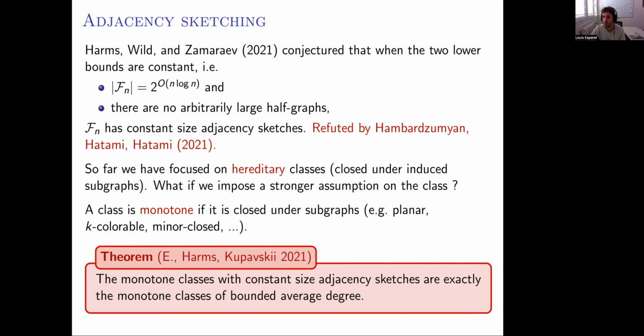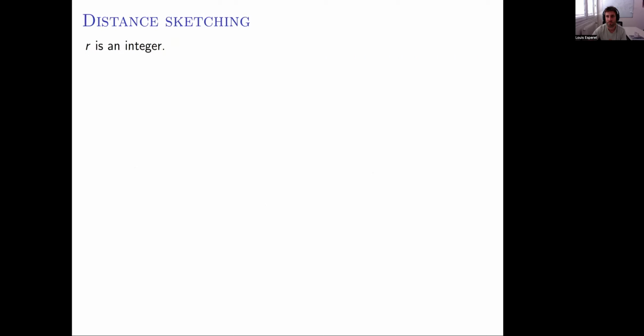Now I'm going to talk about the extension of this adjacency sketching to distance sketching. There are many ways to define distance sketches, but since we are interested in the constant size range, we have to be very humble about what we ask about distances. Asking for the precise distance is impossible. So let me explain two interesting variants of distance sketching.